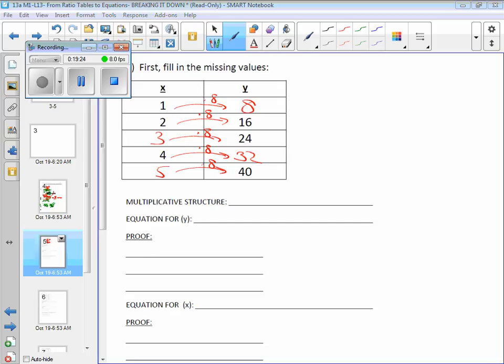If we do this, I always have to give you at least one set of ratios that's complete. Otherwise, you can't figure it out. And then you build off of that. Get it? All right, let's see if everything else falls into place. Multiplicative structure is what? Somebody else. Madison. Times 8.